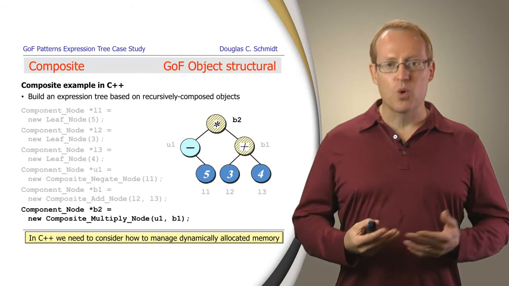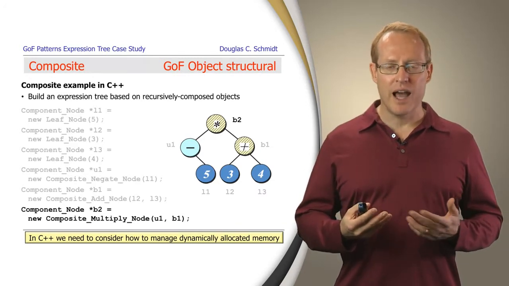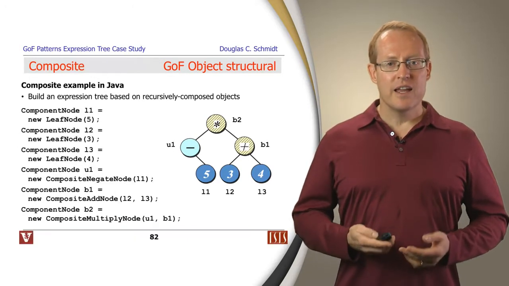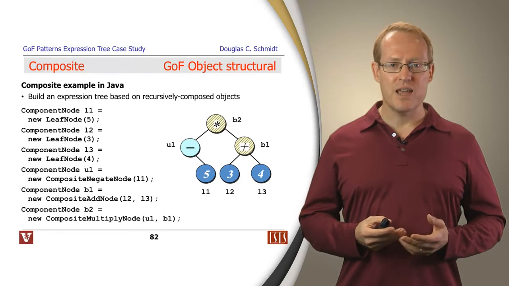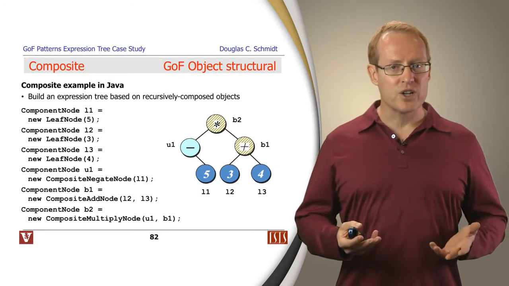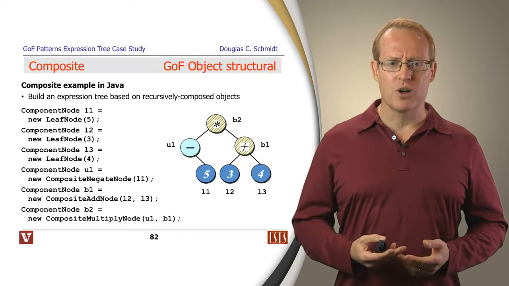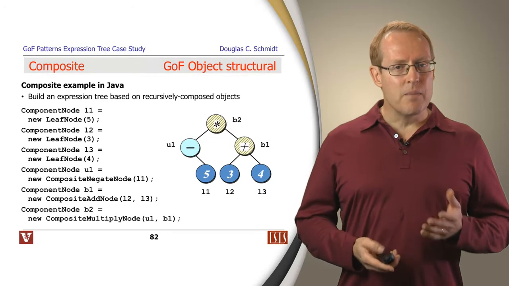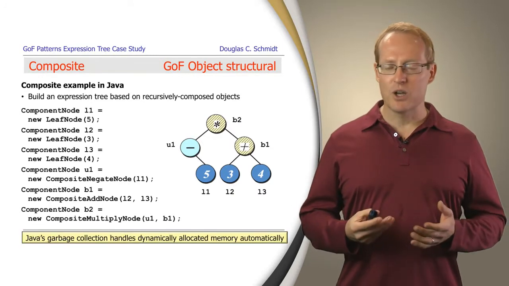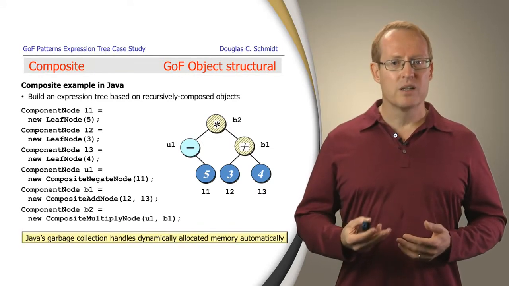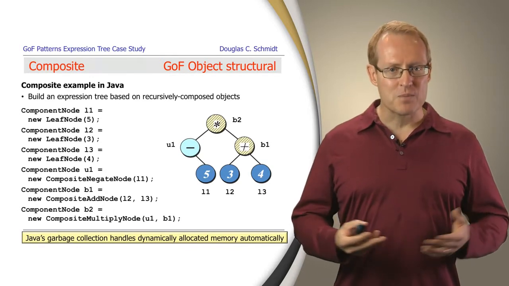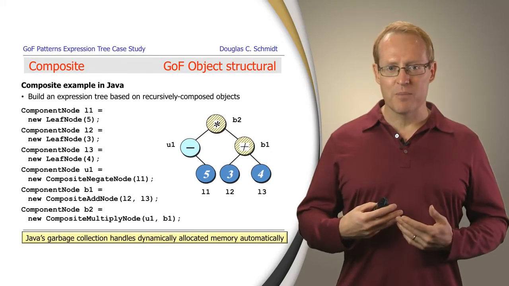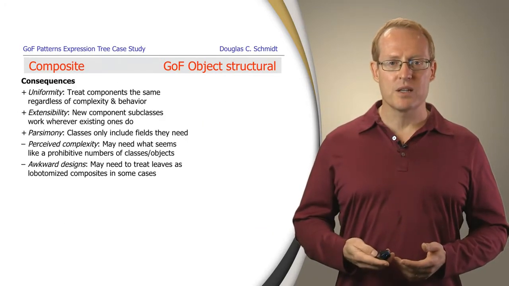In C++, we're going to have to consider the implications of memory management. How are we going to free up this data structure later when it goes out of scope? If we take a look at a Java implementation of the same pattern for the same expression, you can see that the code is very, very similar. You allocate a bunch of leaf nodes and various types of composite nodes. The main difference between Java and C++ is we don't have to be as concerned with memory management. The Java garbage collector will free up this memory when it's done, thereby alleviating the application developer from having to be responsible for deleting it explicitly.